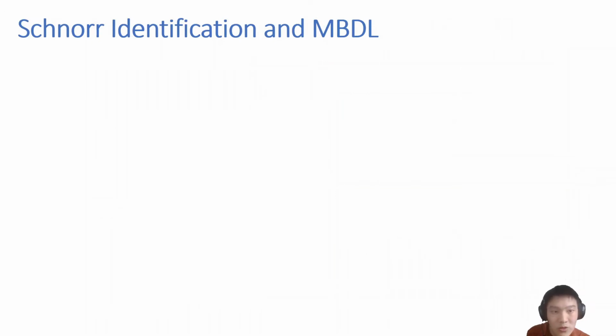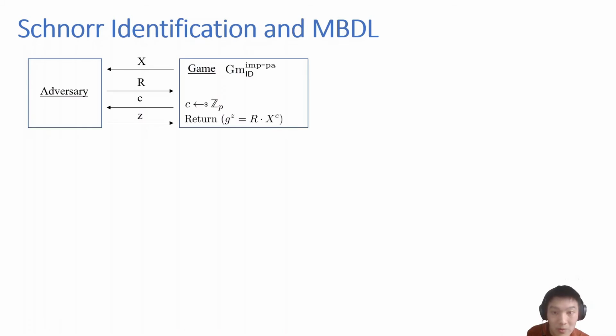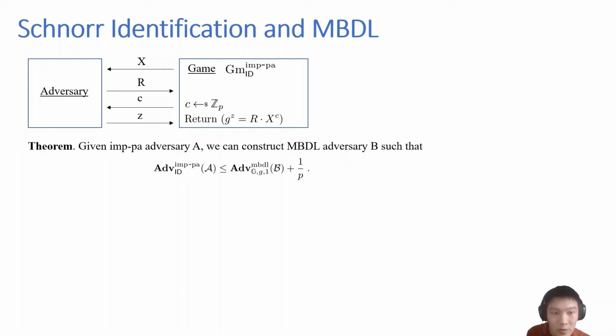Okay, we now show how to prove IMP-PA security of Schnorr ID scheme from MBDL tightly. Recall that the IMP-PA game of Schnorr ID requires the adversary to produce a valid response Z for some randomly chosen challenge C and previously committed value R. Our theorem says that the IMP-PA advantage of any adversary A is bounded by the MBDL advantage of a related adversary B that can be constructed from A. And note that this relation is tight here and there's no square root loss.